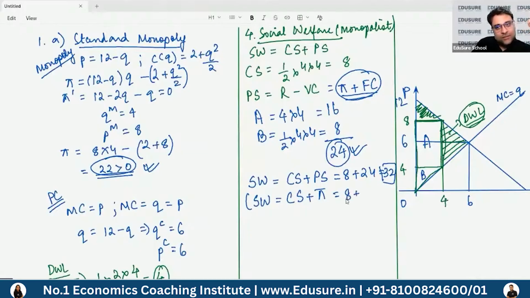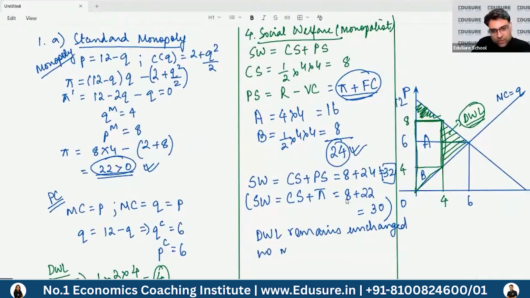In that case, you can say that the social welfare is 30 instead of 32. Both definitions, however, will yield the same deadweight loss of 4 when compared to the efficient outcome. Both situations will come up to the same deadweight loss. Deadweight loss remains unchanged no matter which definition of social welfare we consider.